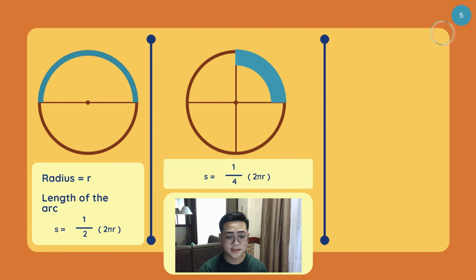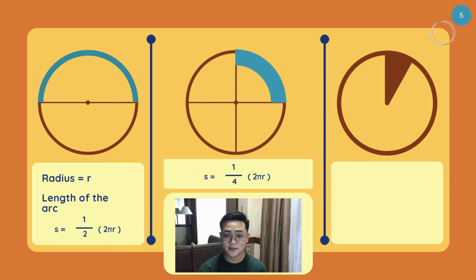Now, let's consider a circle divided into 4 equal parts. What will be the length of this blue arc? Since the circle is divided into 4 equal parts, the circumference will also be divided into 4 equal parts. So the length of the arc will be 1/4 of the circumference. The length of the first arc is 1/2 of the circumference, and the length of the second arc is 1/4 of the circumference. Now look at the third circle and consider a part of the area of the circle.